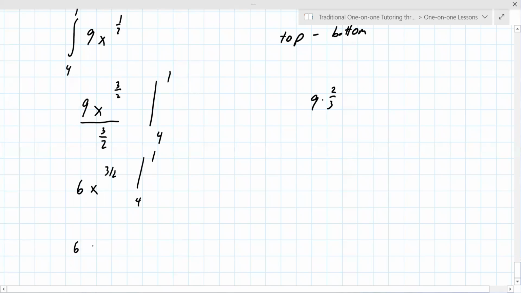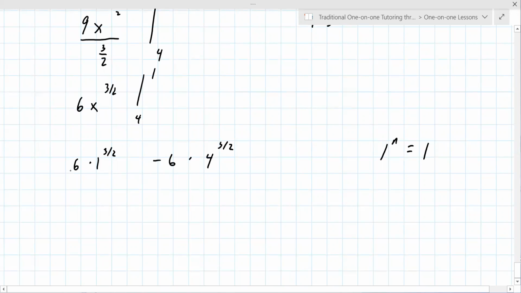So it's 6 times 1 to the 3/2 minus 6 times 4 to the 3/2. As a reminder, 1 to any power is always 1, so on the left here it's 6 times 1. On the right, you can write 4 as 2 squared. So 2 squared to the 3/2, 2 times 3/2 becomes 3. It's 2 to the 3rd, that's 8. And so it's 6 minus 48, which is -42.